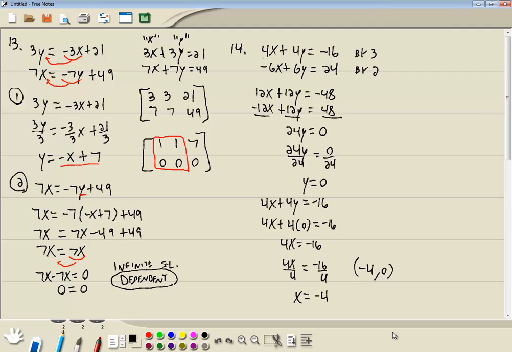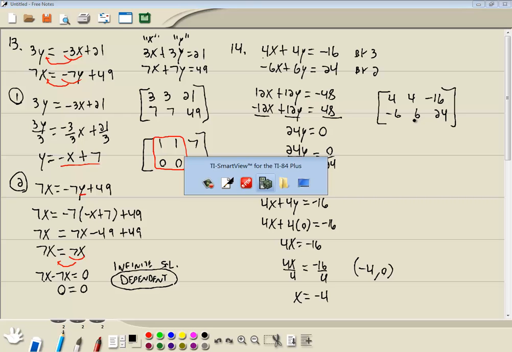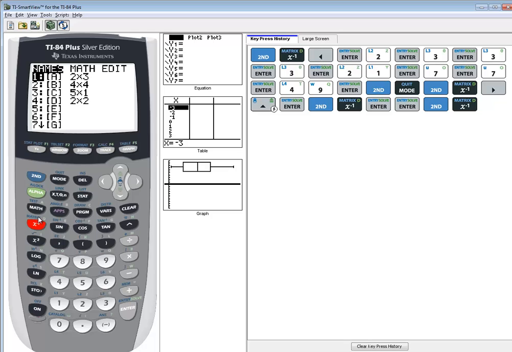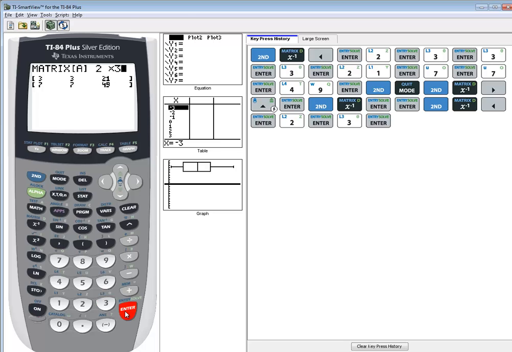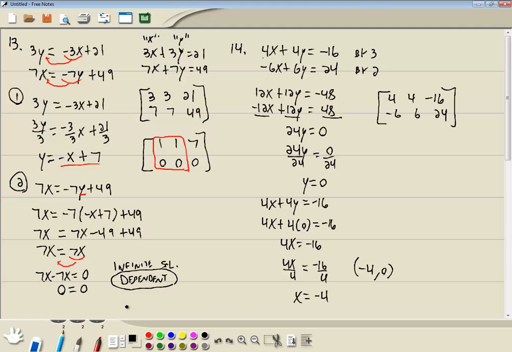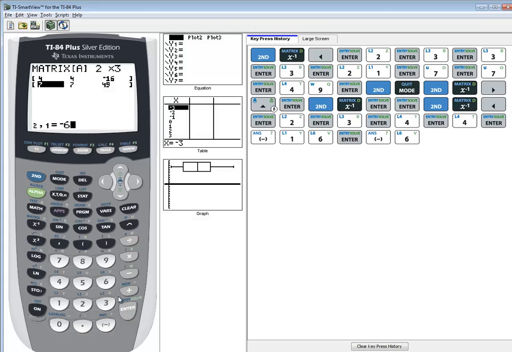Okay, so let's do this on the calculator now. Drop the x's and y's, keep the numbers in their signs. So I got 4, 4, negative 16, negative 6, 6, and 24. Still a 2 by 3. So do second x negative 1. Go over to edit. Enter on A. 2 enter, 3 enter. Got 4 enter, 4 enter. Negative 16 enter. Negative 6 enter. 6 enter. 24 enter.